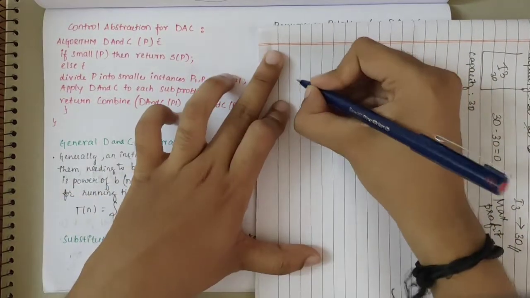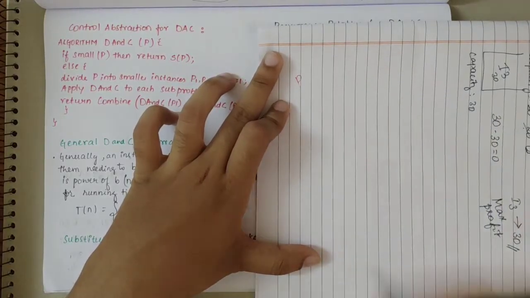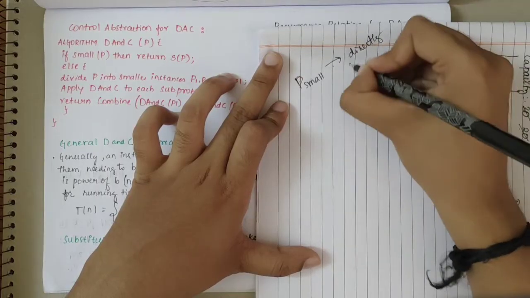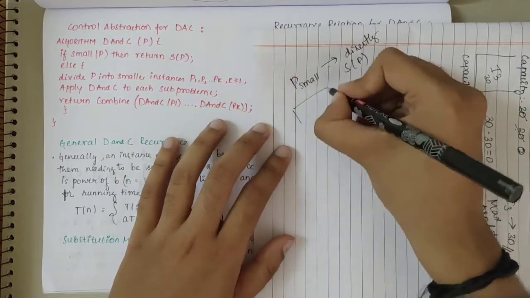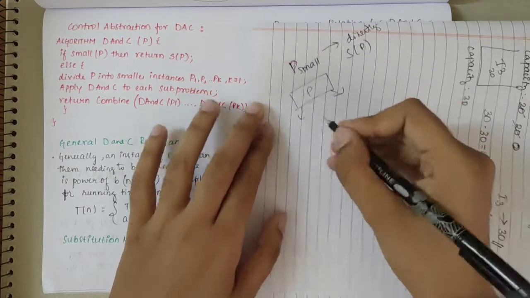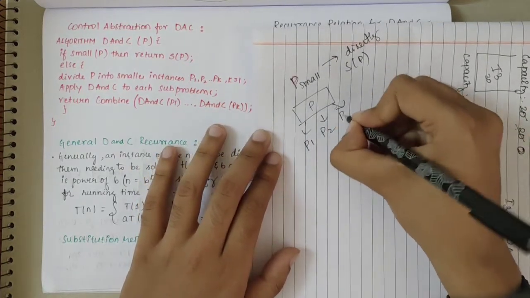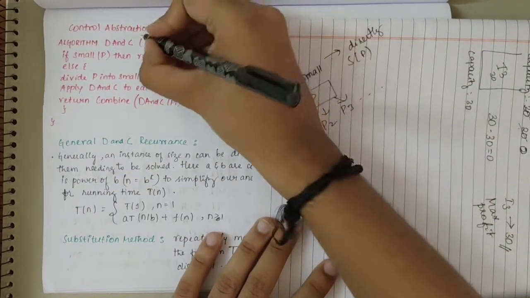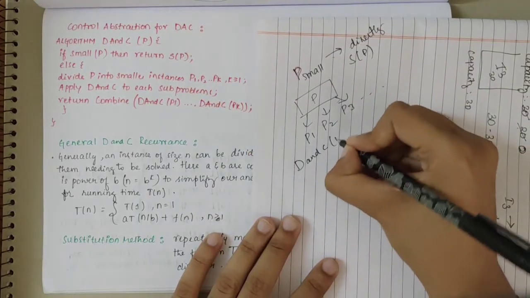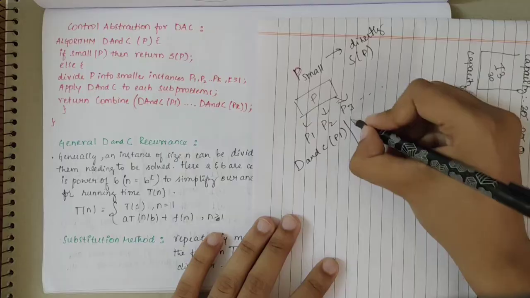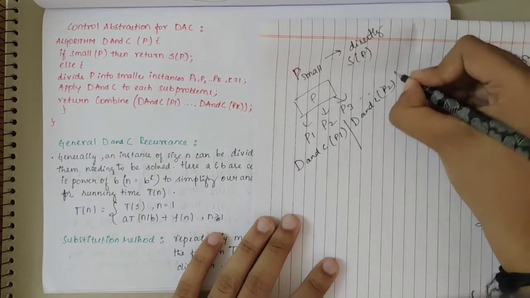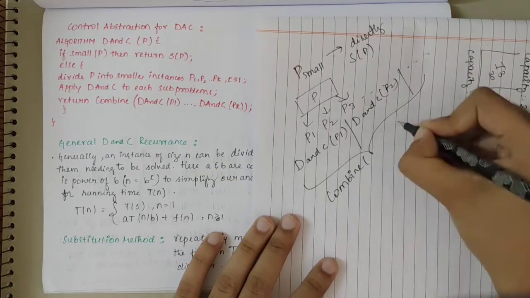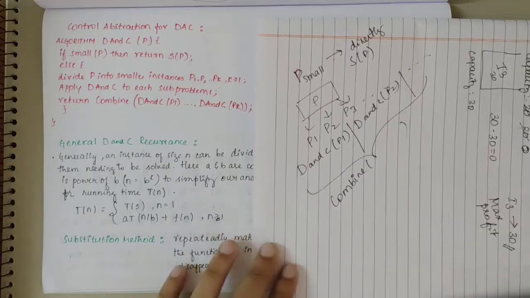If you can see here, if the problem is small, then solve it directly. That is, you get the solution for the problem. If the problem is big, then divide the problem into smaller problems P1, P2, P3 and so on. Now apply divide and conquer to each problem. That is, this algorithm, D and C to P1, you solve for P1, D and C to P2 and so on. After that, you are returning a function combine. That is, you are combining all these. This is what the algorithm speaks of.